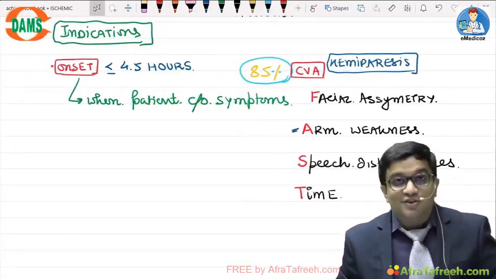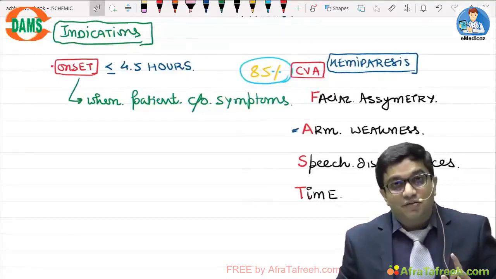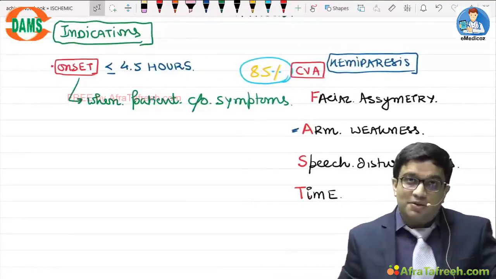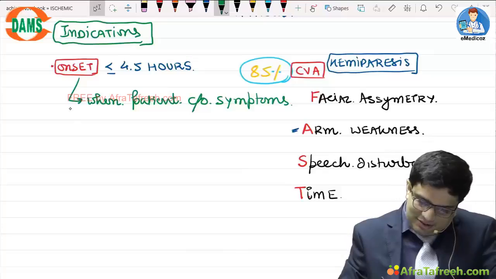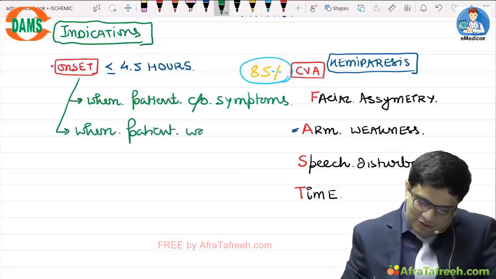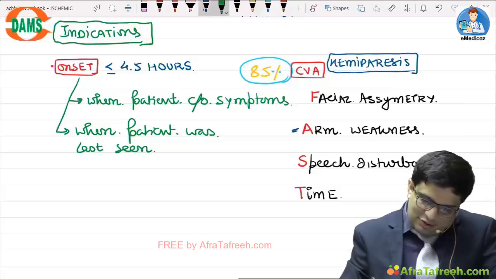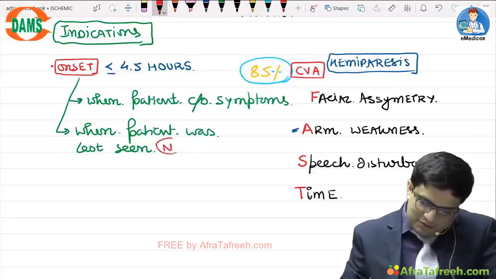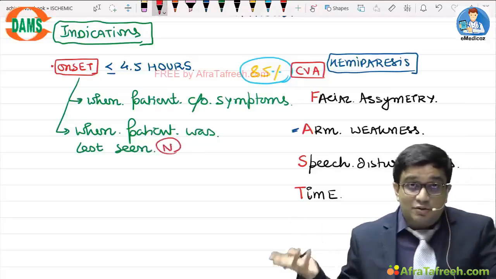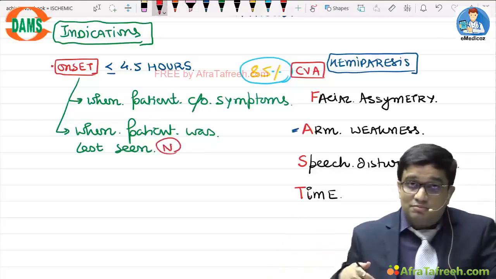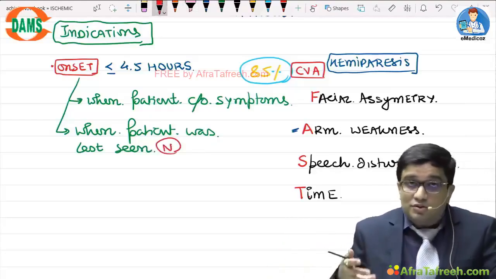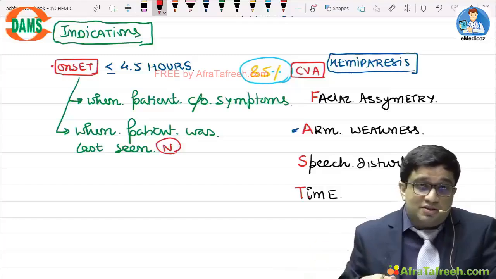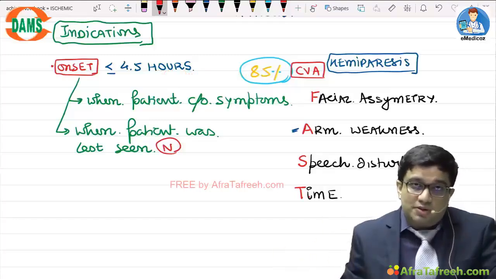another thing in the onset part is this. When the patient was last seen normal. Another thing of onset that I know, when the patient was last seen normal. So like the patient was alone at home, no one was there with him, he could not call anyone, no one saw him, what happened? So we consider the onset was when he was last seen normal.